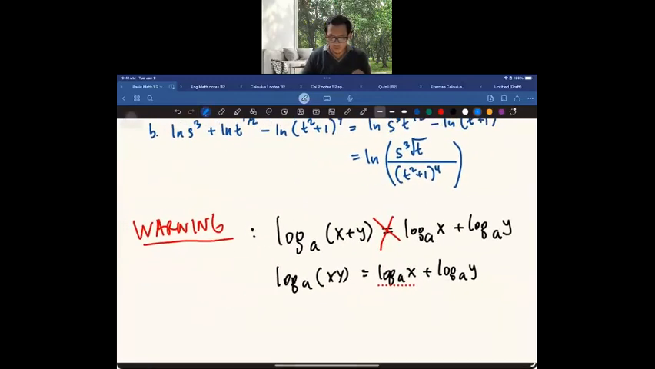Notice the warning I give you here. Sometimes students make this mistake, so be careful with this logarithm. Do not make this mistake.